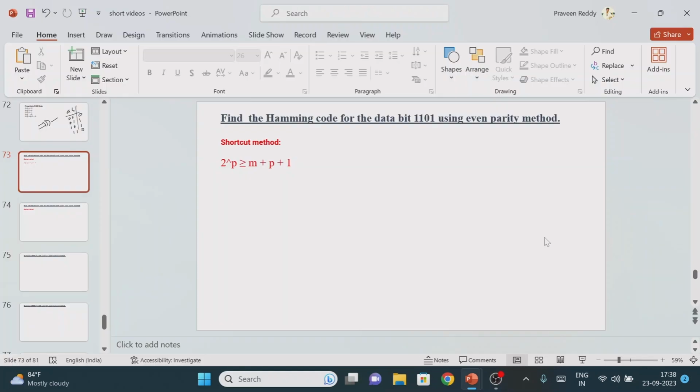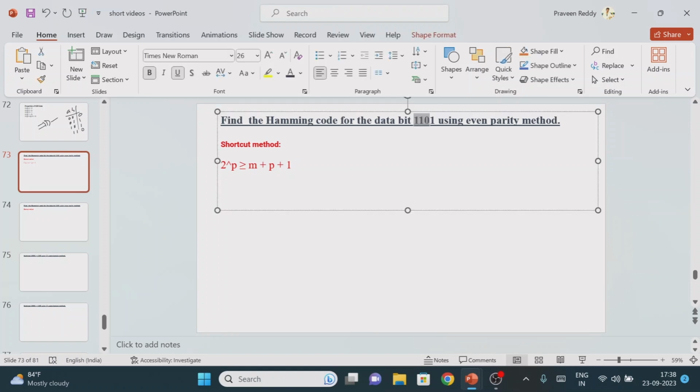In this video we are going to learn how to solve the Hamming code problem using the shortcut method. What is the given message? The given message bit is 1101. So here it is something called the transmitted code. This is the question identification; it is related to the transmitter part.